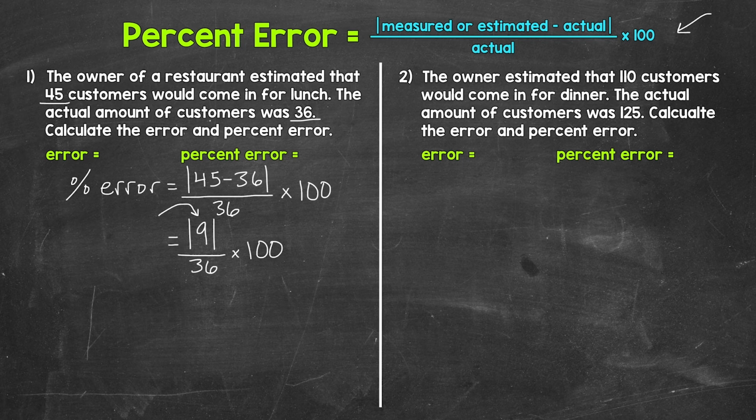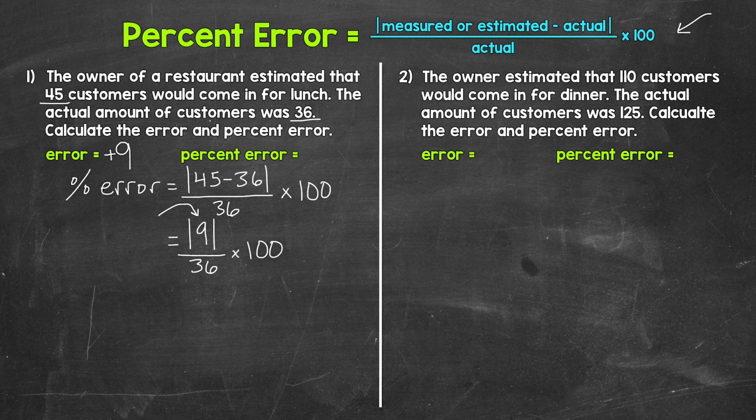That positive is important because it tells us that the estimate is over the actual value. It was over by 9. On the other hand, a negative indicates that the estimate was under. And we'll see what that looks like with number 2. So the error for number 1 is 9. And we can even highlight that it's positive by putting a positive sign in front. Again, that shows us that the estimate was over by 9.